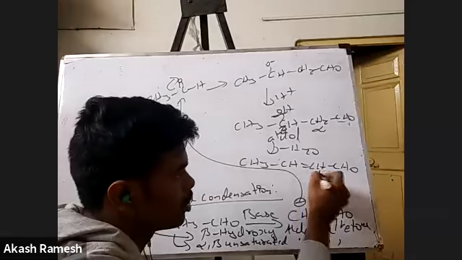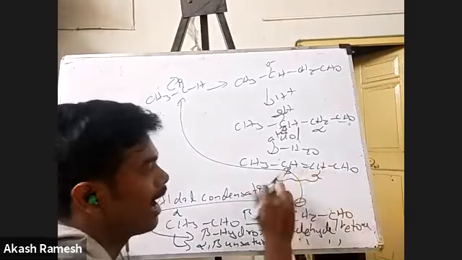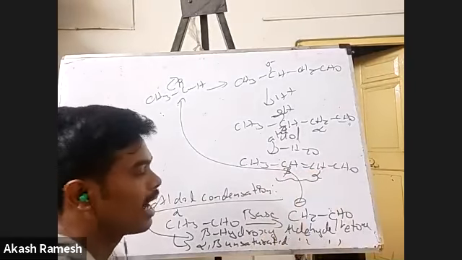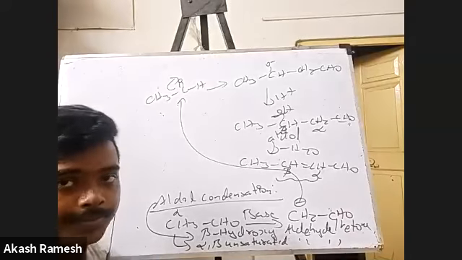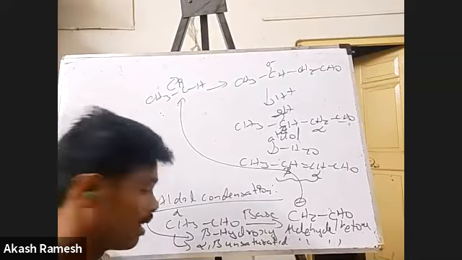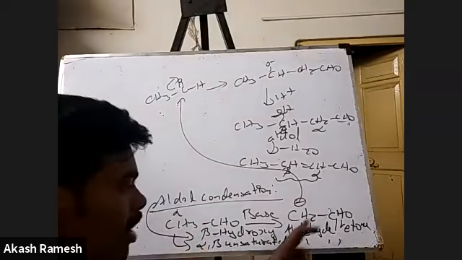Now you see, this is the alpha position. This is the beta position. Alpha beta unsaturated aldehyde or ketone will always be a product. Okay. Right? So either you will get beta hydroxyaldehyde.